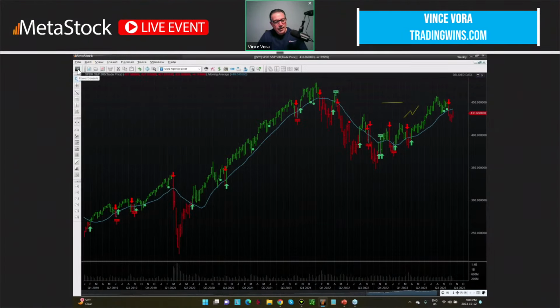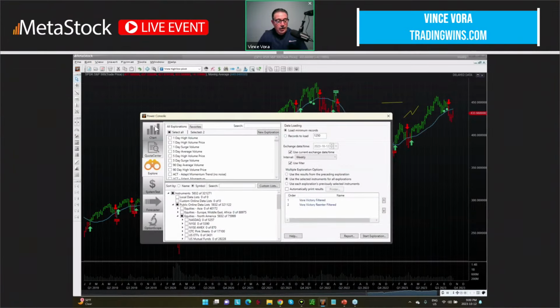So it's really, really helpful to guide you through that trade. Also, top left, click on the letter P here, the power console. This is where the scanner is. Go down on the left side here to the third tab, the Explore tab. Here is where you find all the different systems within MetaStock. If you go to the bottom, it's in alphabetical order. Here are the Victory ones.